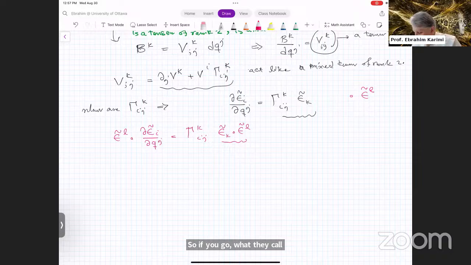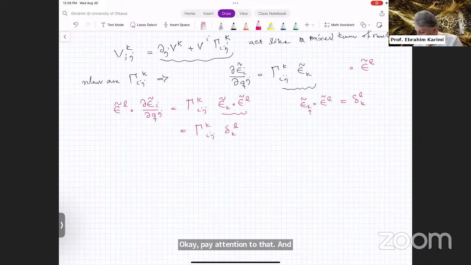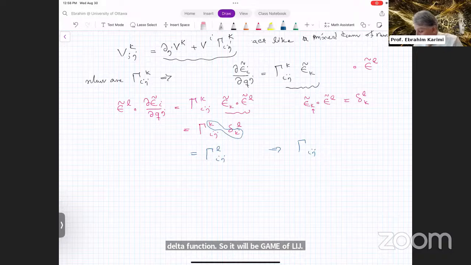So I asked, what is epsilon K dot epsilon L? Pay attention that this is subscript K, and that one is epsilon L. Exactly, that is the delta of LK, the Kronecker delta. Okay, and then this means that it will be gamma of Kij times delta of KL, which is not a metric, okay? Pay attention to that. And then, of course, the summation over the dummy index K will be replaced by L because it is a delta function. So it will be gamma of Lij. Therefore, gamma of ijL is equal to epsilon L dot the derivative.